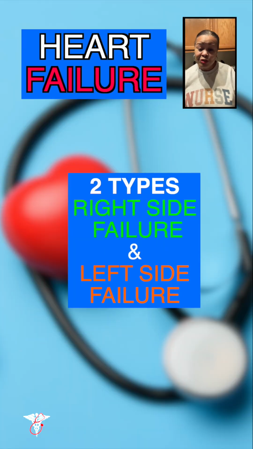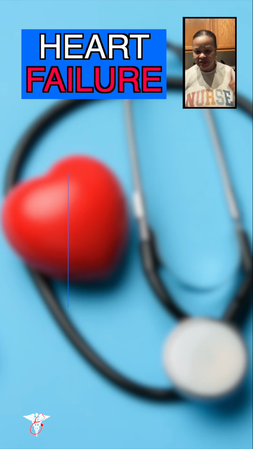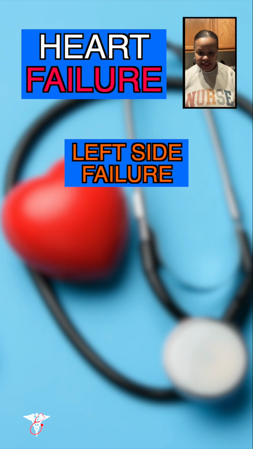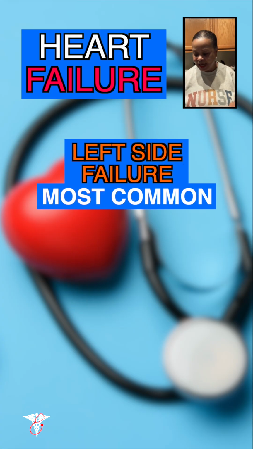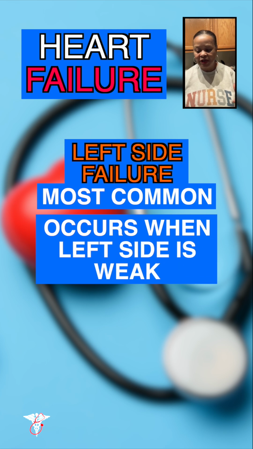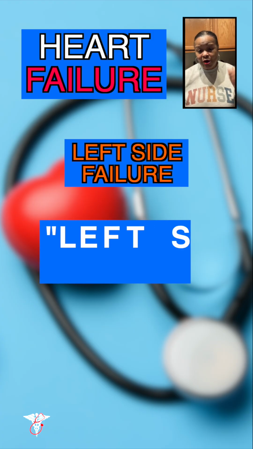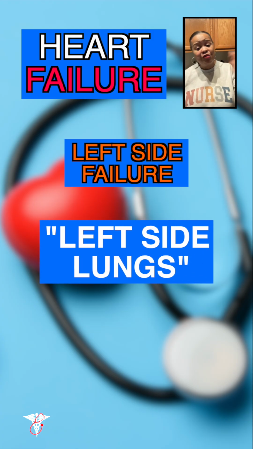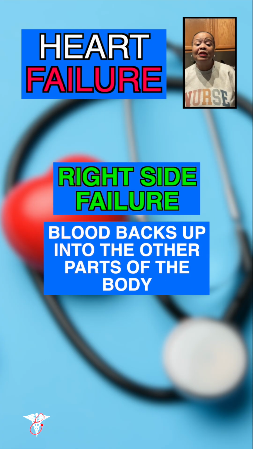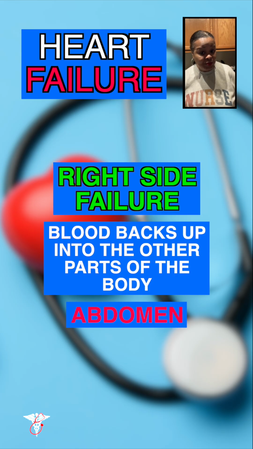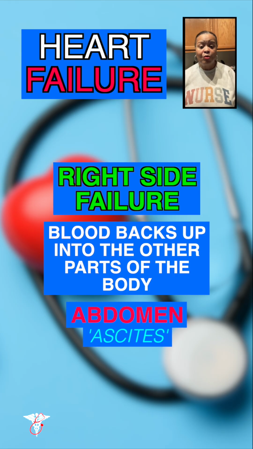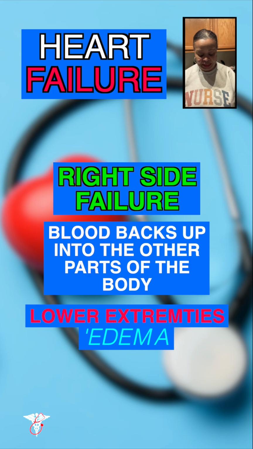All right, heart failure usually is broken into two parts. You can have either right or left-sided heart failure. Let's take left-sided first. Left-sided heart failure is the most common type. It occurs when the left side of the heart is weak and it can't pump blood, and usually the backup is in the lungs. So I always remember left side, lungs. Right side is when blood backs up into the rest of the body, and so you typically would see those effects of that in the abdomen, which is called ascites, or in the lower extremity where you will see edema.